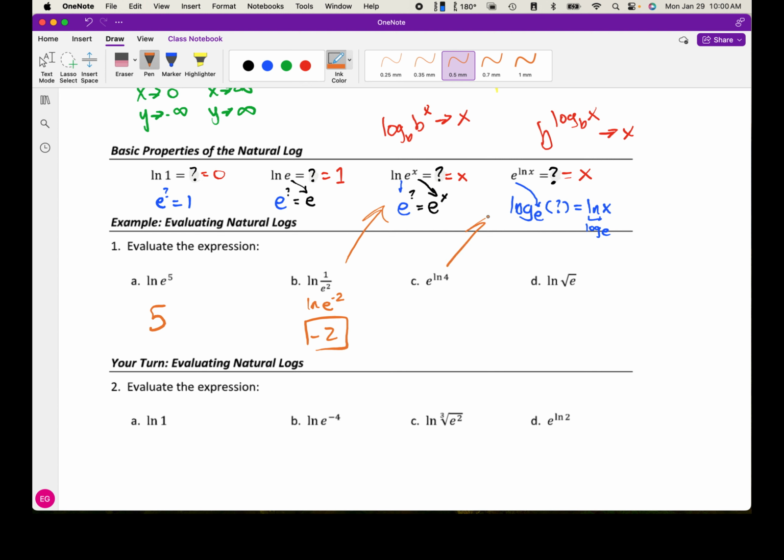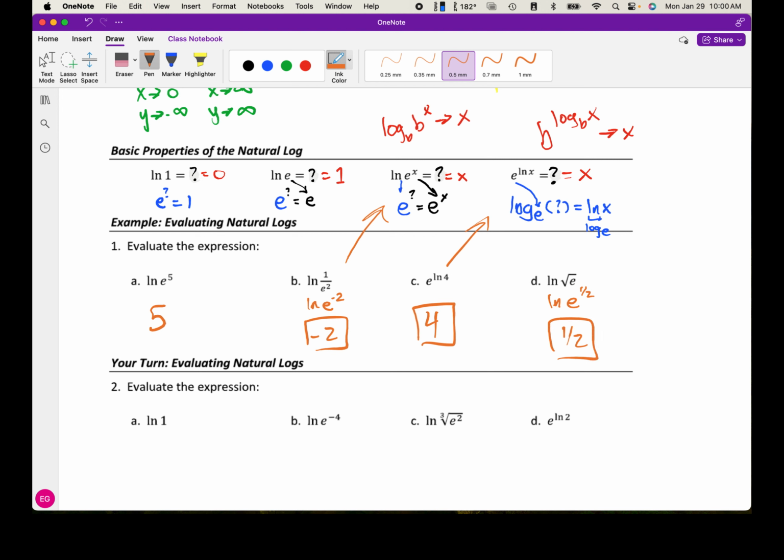e to the ln 4 is using the fourth property, that's just going to be 4. And last, we have ln square root of e. What I can do is rewrite that square root as e to the 1/2 power, and now I'm using property 3 again. This is just going to equal 1/2.